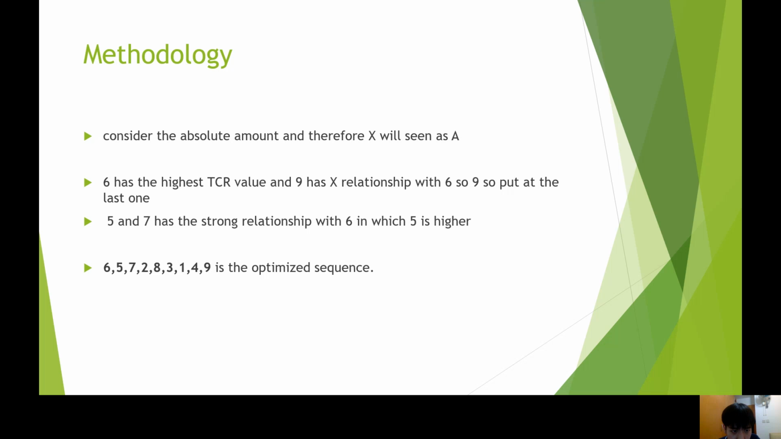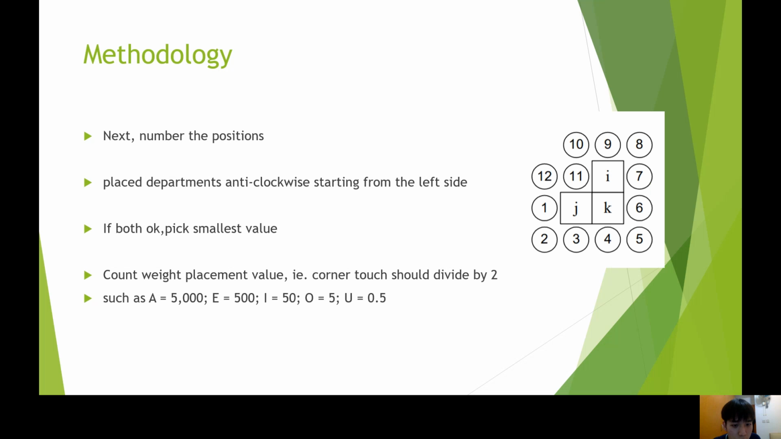Also, it's noted that because TCR only considers the absolute amount, X is the same as A, equal to 10,000. In this case, 6 is the highest value, and 9 has an X relationship with 6, so we put 9 in the last position. Also, next step, we see 5 and 7 as strong relationships, which is A with 6. However, 5's TCR value is higher, so we pick 5. And finally, we come up to the sequence.